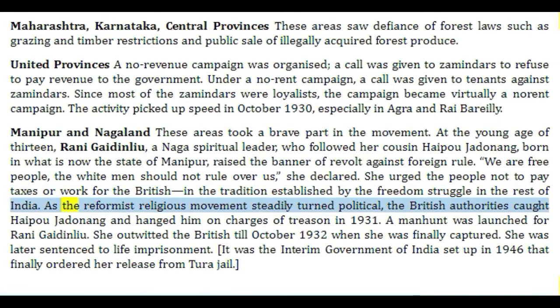As the reformist religious movement steadily turned political, the British authorities caught Haipou Jadonang and hanged him on charges of treason in 1931. A manhunt was launched for Rani Gaidinliu. She outwitted the British till October 1932 when she was finally captured. She was later sentenced to life imprisonment. It was the interim government of India set up in 1946 that finally ordered her release from Tura jail.